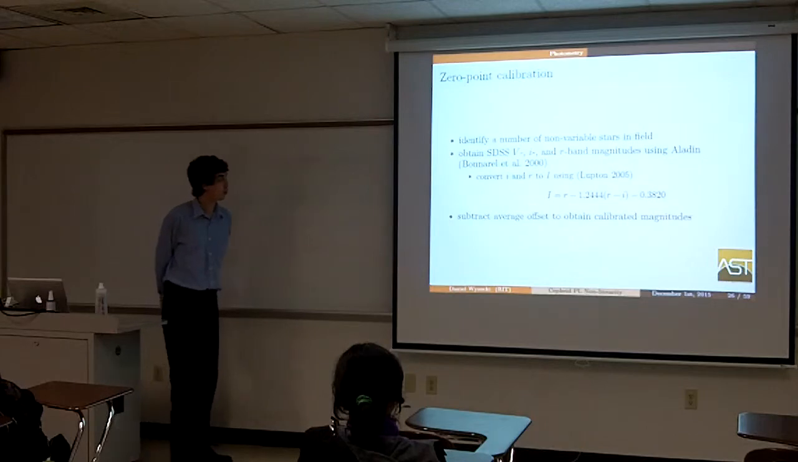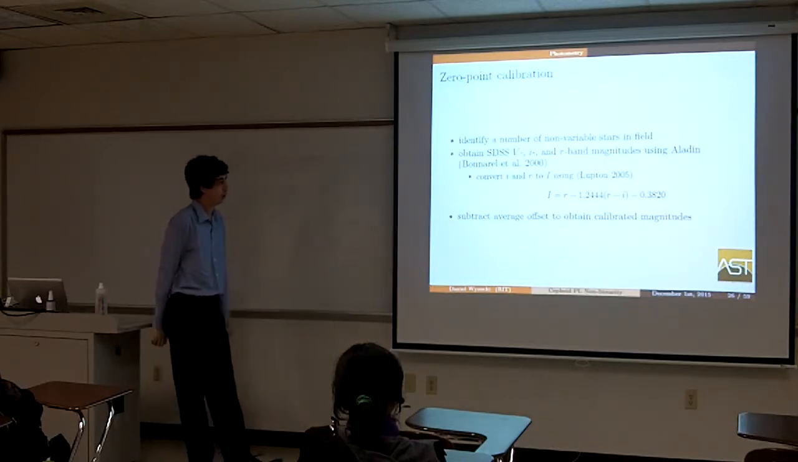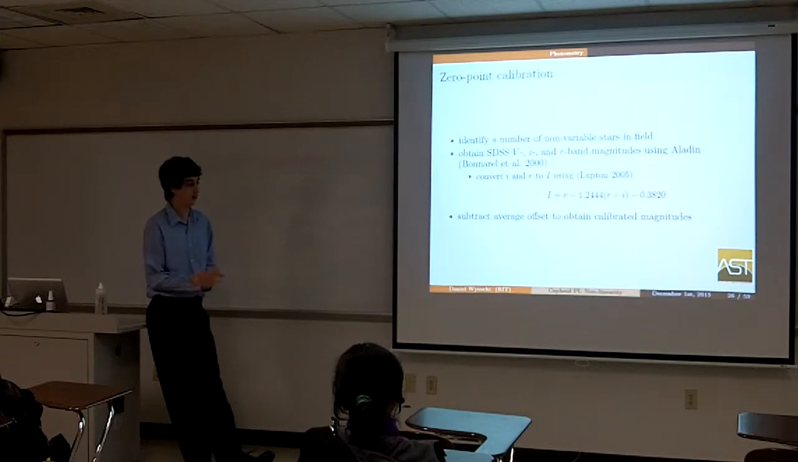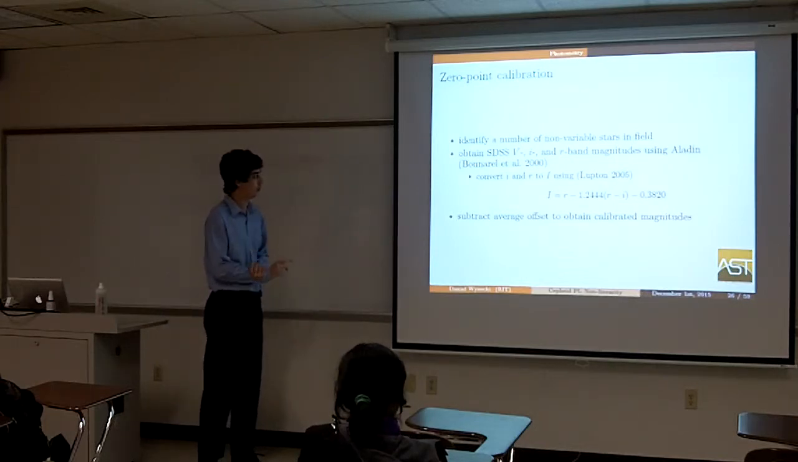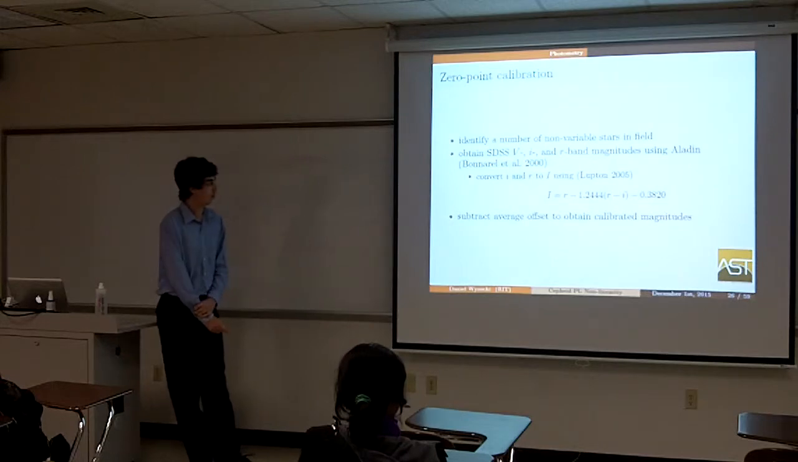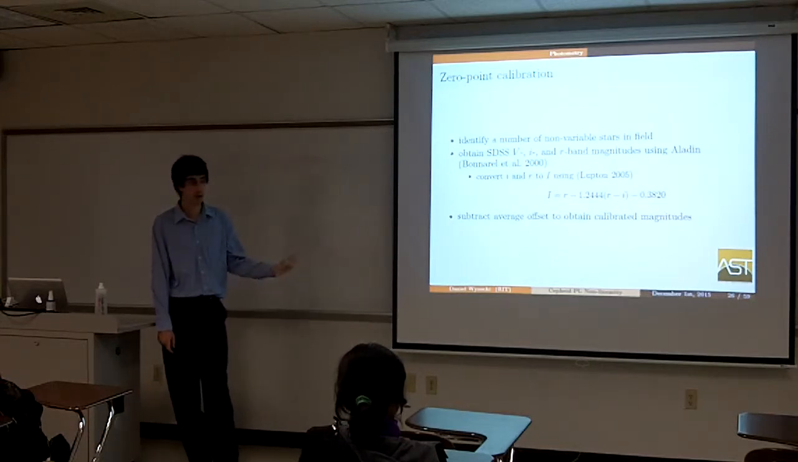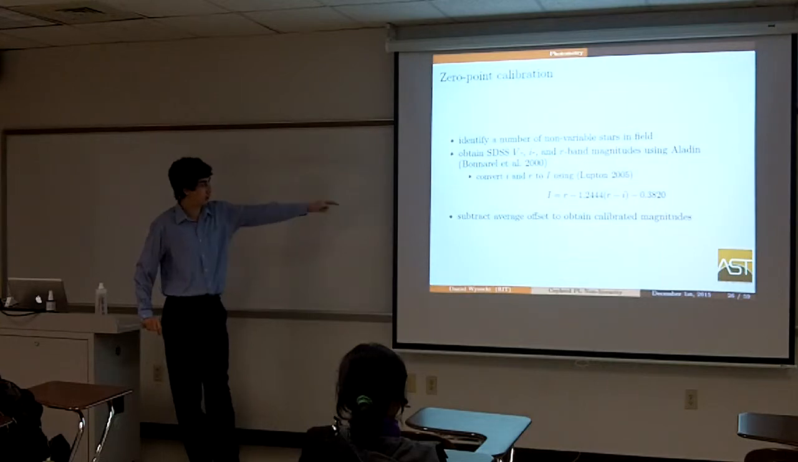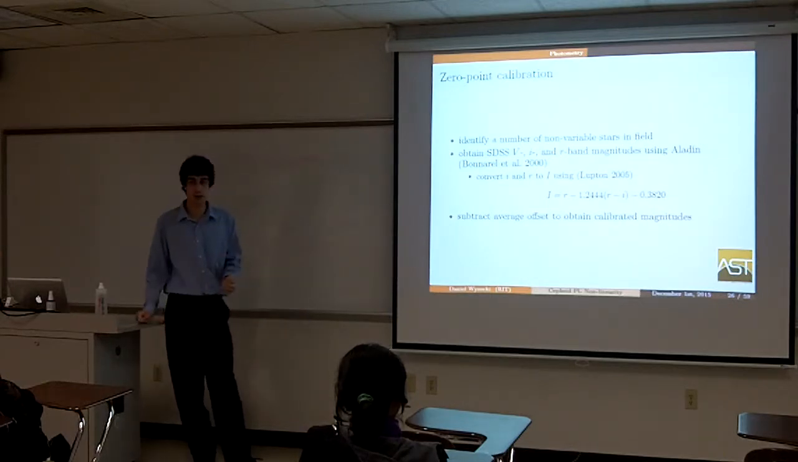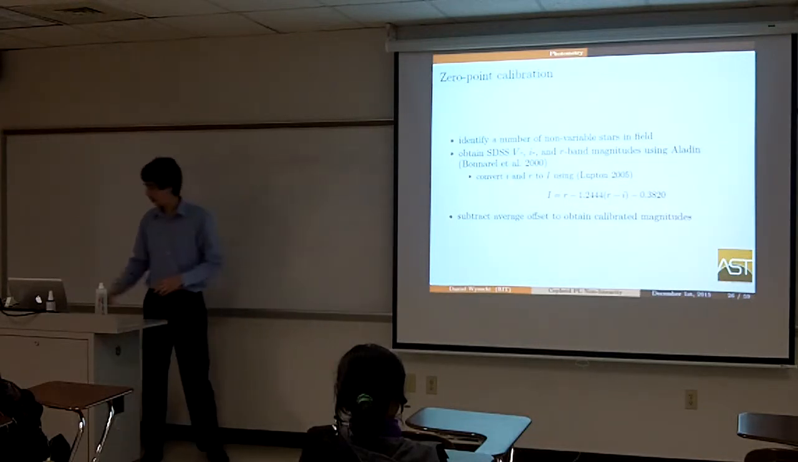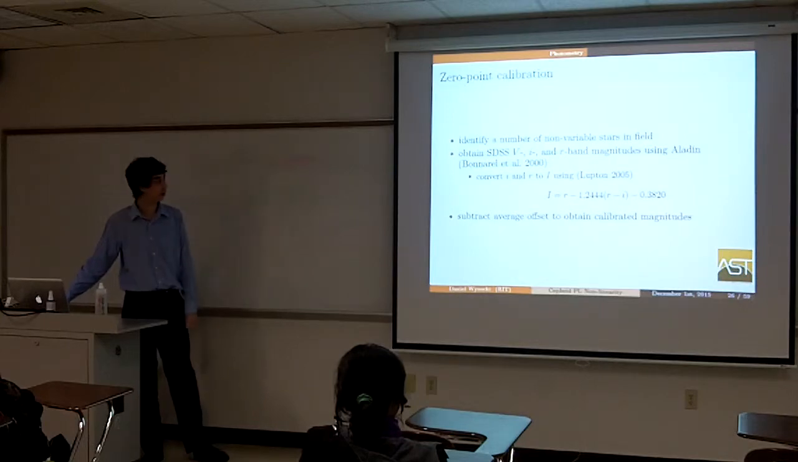So once you have that, you want to do a zero point calibration. Essentially what you do is you identify a number of non-variable stars in the field with known brightnesses. Now I was looking at SDSS V, I, and R band magnitudes. My original images are in V and I bands, but you can actually convert using Lupton's equations to I band. And so you do this for a number of stars, and then subtract the average offset to get calibrated magnitudes. Now, this is how it would work in theory.